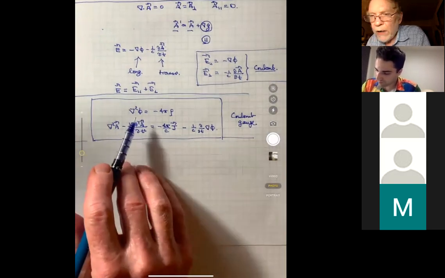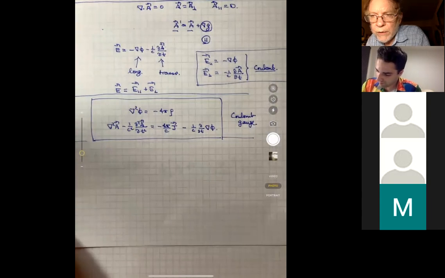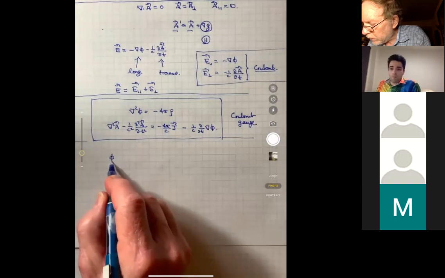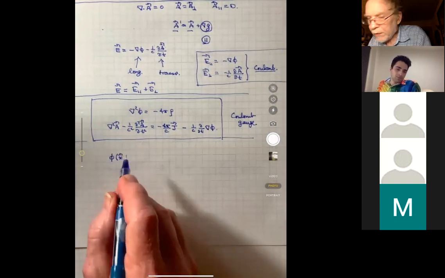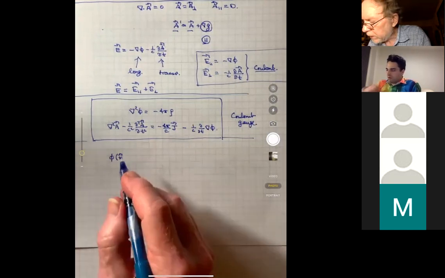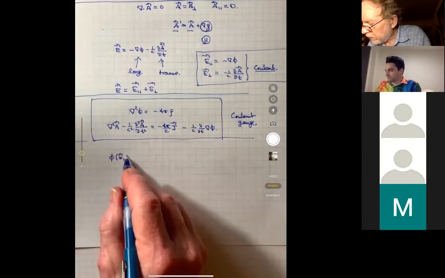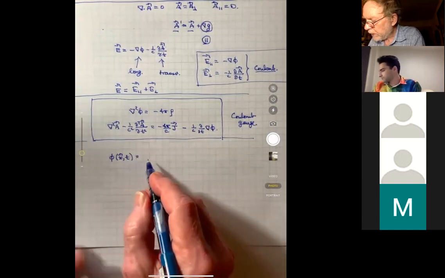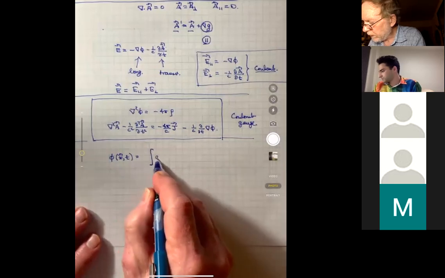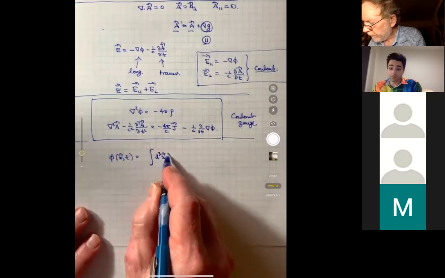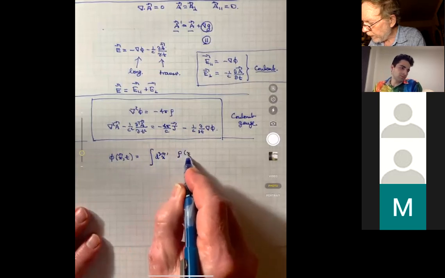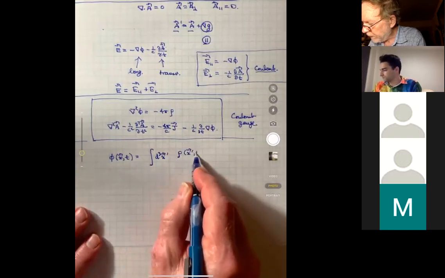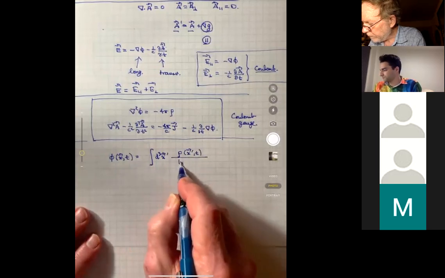If you look at the equation for phi, you can see it's nothing but the Poisson equation. And we know how to solve the Poisson equation from electrostatics. The unique solution which vanishes at infinity, assuming the charges are localized, is that phi of x and t is equal to the integral d cubed x prime of the charge density rho evaluated at x prime and t divided by the Coulomb denominator.